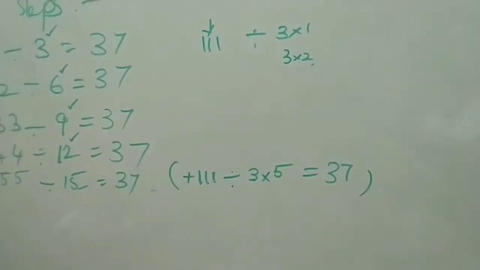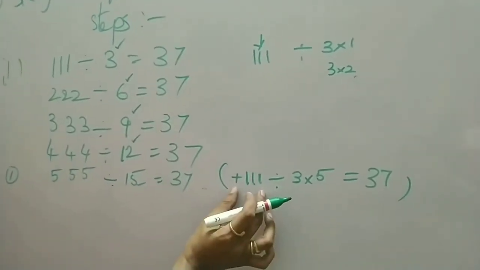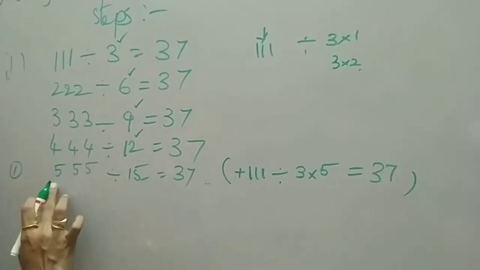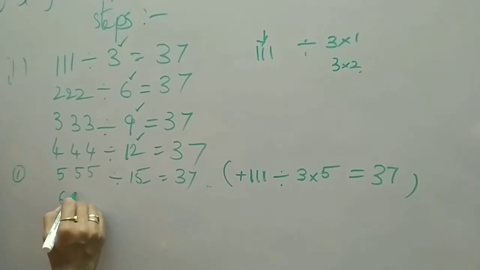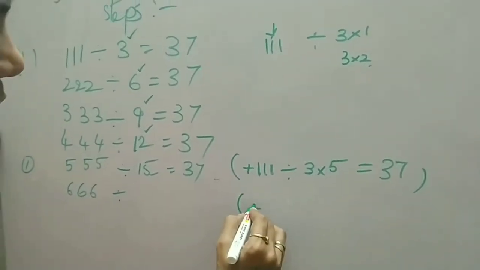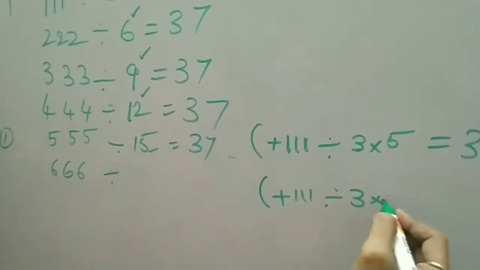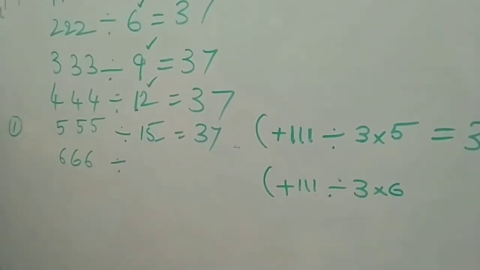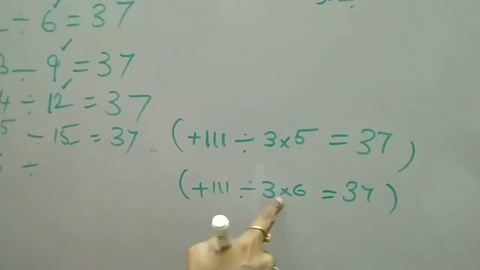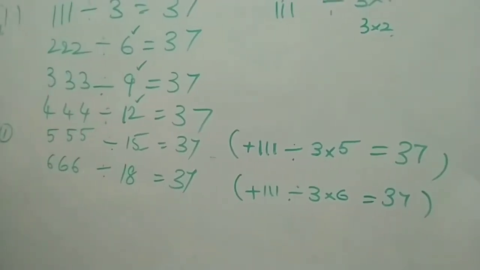So this is your pattern here. See the next one. Again to this number you have to add 111. Now by adding 111 to 555, you get 666. After that, 3 into 5 is completed. Now the multiple is 3 into 6. As usual, you have to get 37. So 3 sixes are 18, so your answer is 37 only.